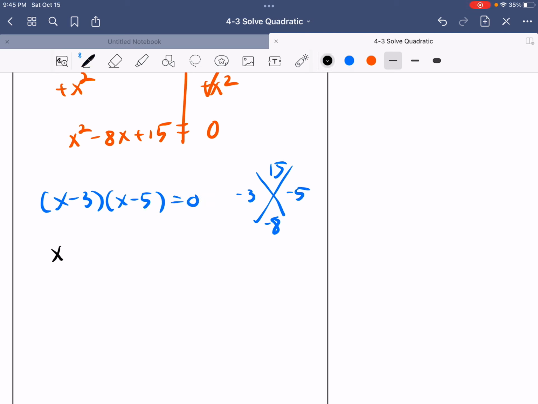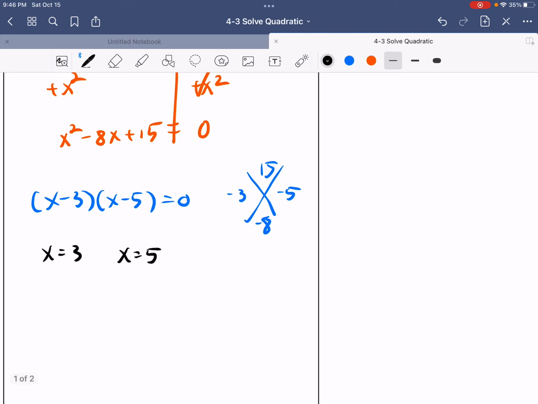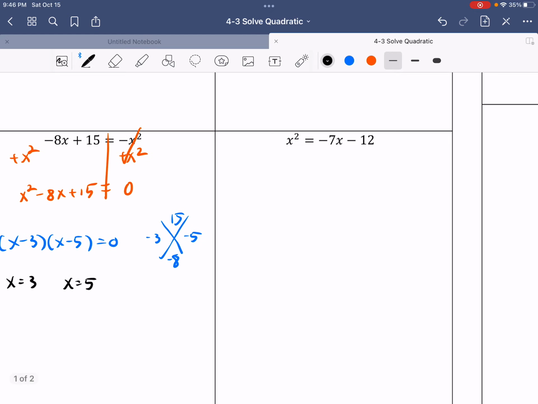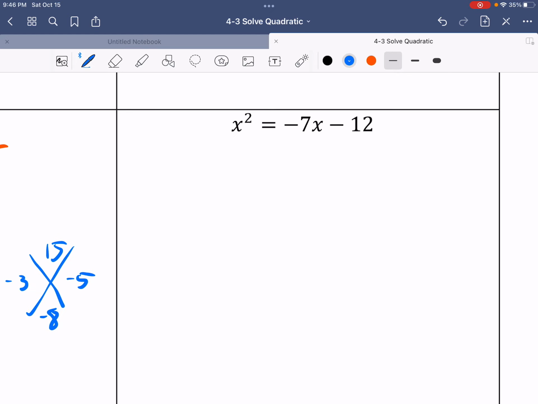And it's x equals positive 3, x equals positive 5. Okay? Alright. Now try the question on the right by yourself, but let me help you with the first step.